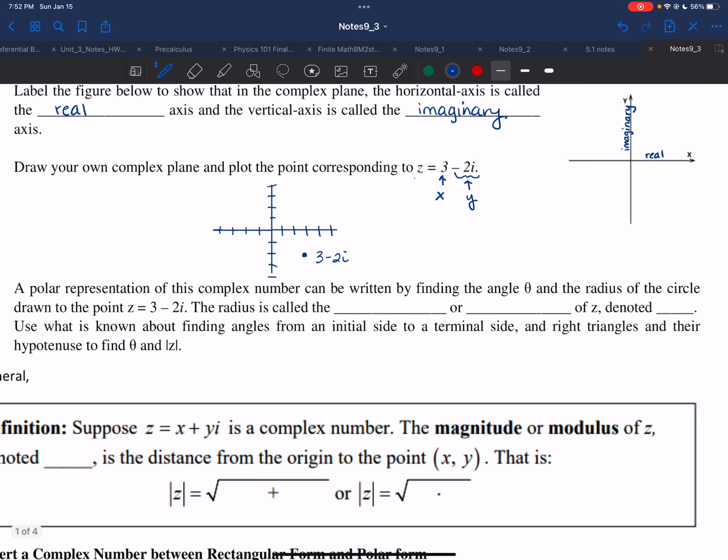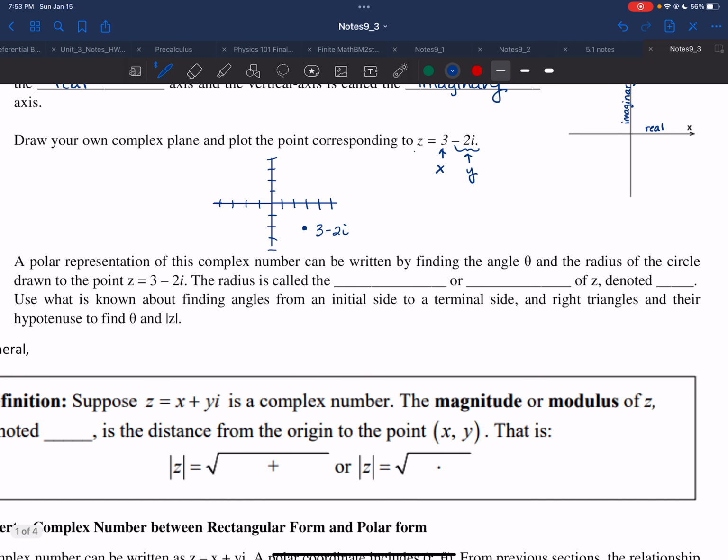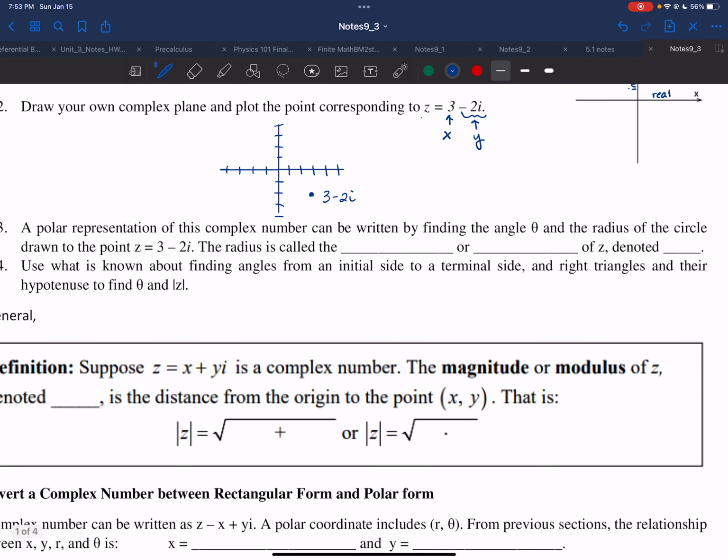All right, so polar representation of this complex number can be done by finding the angle and the radius of the circle drawn to the point z equals 3 minus 2i. The radius is called the magnitude. We've talked about that word before. It's just the value of a number. Or we can also call it a modulus. So if you hear either one of those, then it's going to be the same thing.